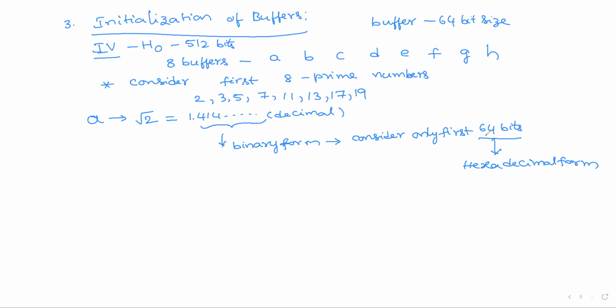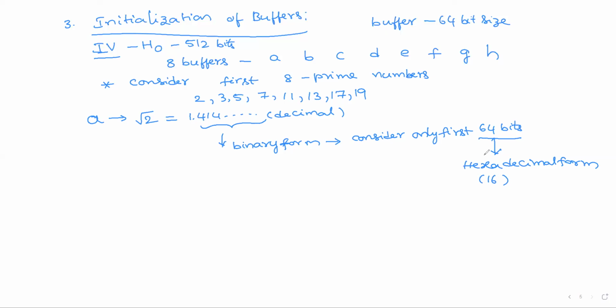You consider only the first 64 bits and represent those 64 bits in hexadecimal form. If you convert these 64 bits into hexadecimal form, how many hexadecimal digits will we get? Only 16. To represent one hexadecimal digit, we use four binary digits. So divide them into groups of four bits, and then you will get the hexadecimal digits. So for A, we are using the square root of 2. Concentrate only on the fractional part of this number, not the integer part. Convert that into binary form. In that binary form, consider only the first 64 bits and represent those 64 bits in hexadecimal form.